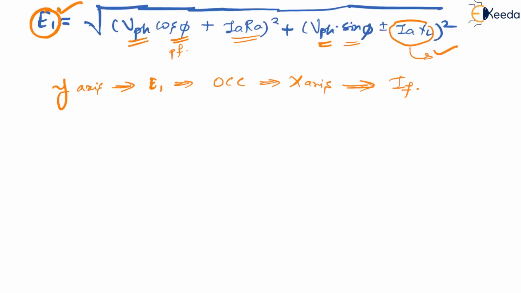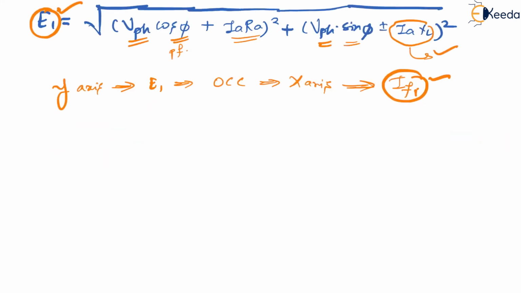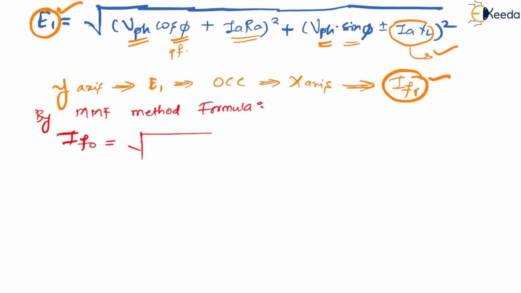Now next, see here, this is your y-axis now, and this gives you IF1. Okay, now IF1 you know, IF2 also you know or not? Yes, IF2 you already know. IF2 is also given. IXL we just found, from that we got E1, and from that E1 you have now got IF1. Now once you have got IF1 and IF2, what can you use? You can definitely use the MMF method. So by the MMF method formula, what will you use? IF naught is nothing but equal to how much?